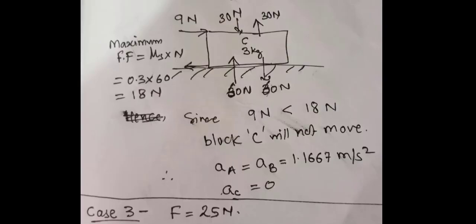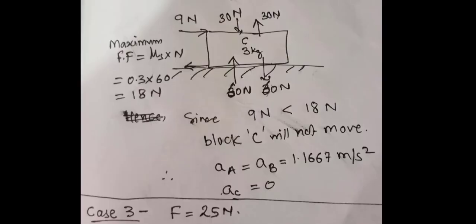Now we have a normal force of 60 Newton, and the maximum frictional force is calculated by mu static into N, which comes to 18 Newton. So 9 Newton will not be able to overcome this frictional force of 18 Newton, and hence this block cannot move. So 9 Newton is less than 18 Newton. Block C will not move.